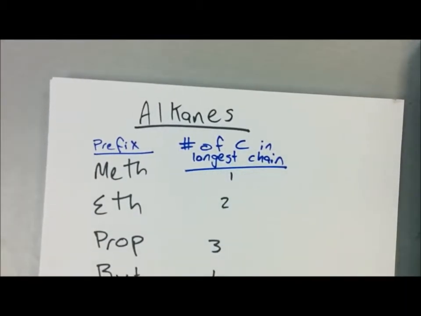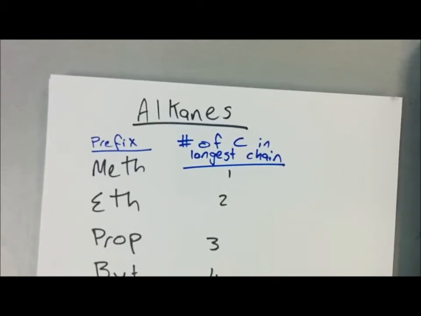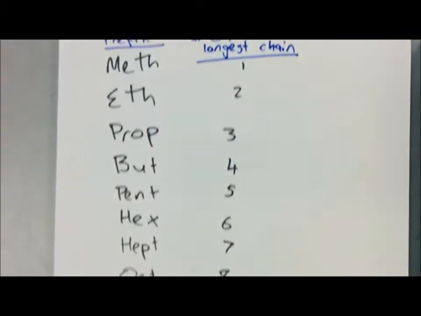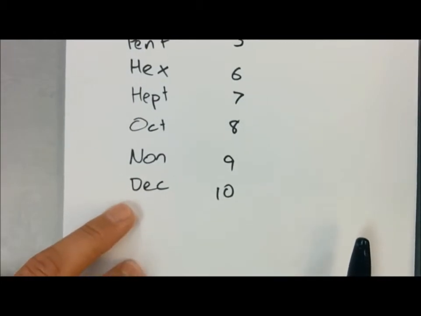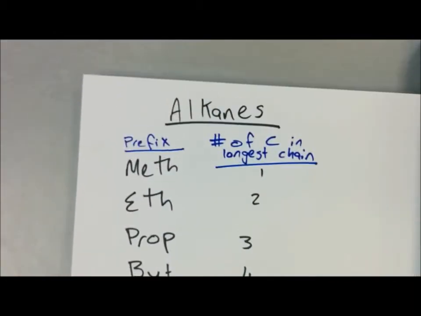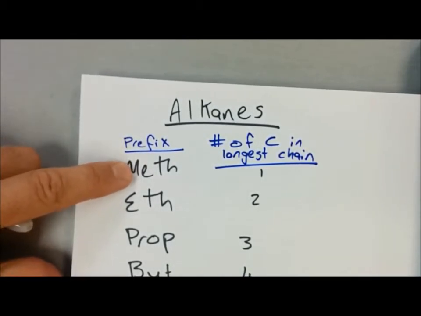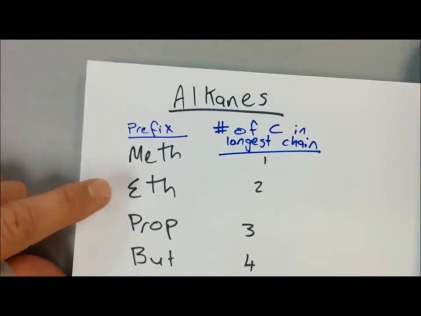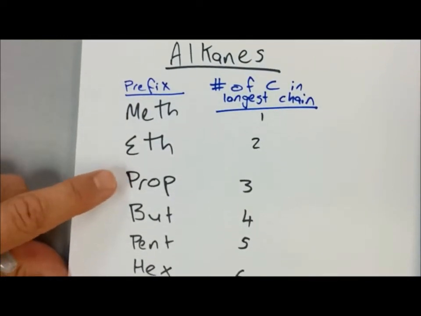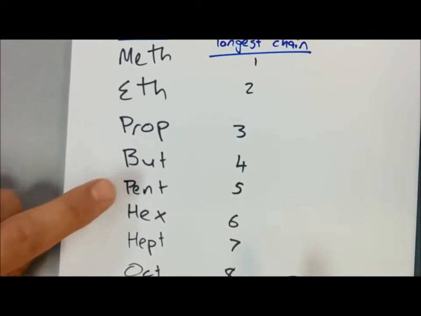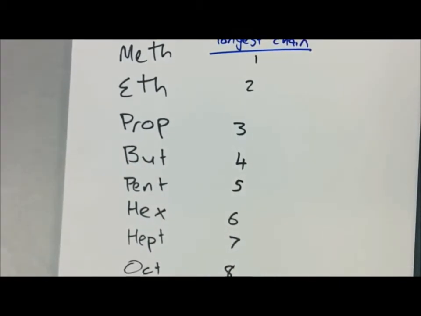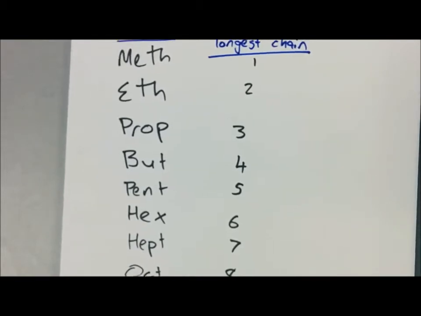So you count the number of carbons in the longest chain. I'll give an example soon. So it's 1, 2, 3, and you need to know all the way up to 10. Once you've worked out how many carbons are in the longest chain, then you know what prefix to use. So as a reminder from last year, it's meth for 1 carbon, eth for 2, 3 carbons is prop, 4 is but, 5 is pent, then it goes hex, hept, oct, non, dec. So an example is something like this.